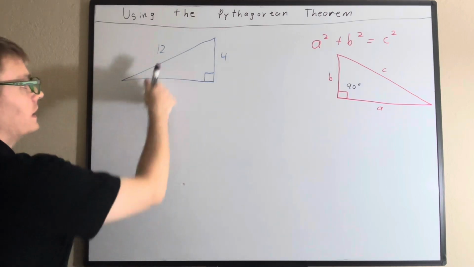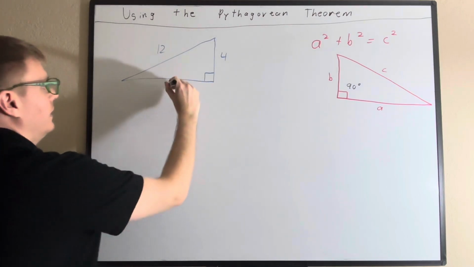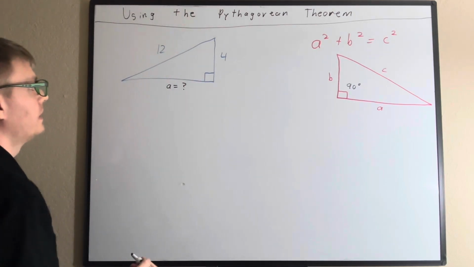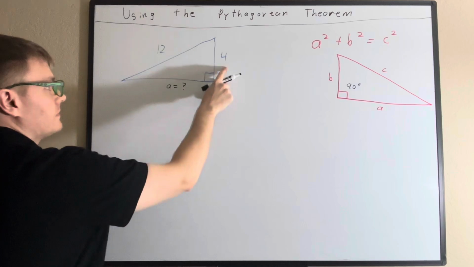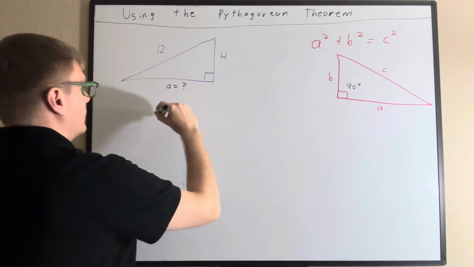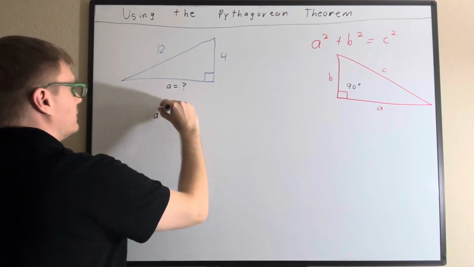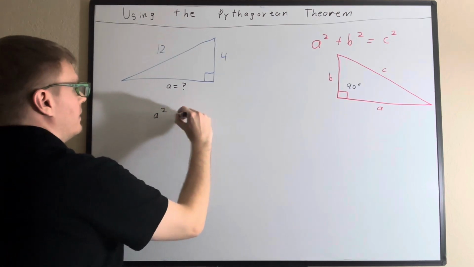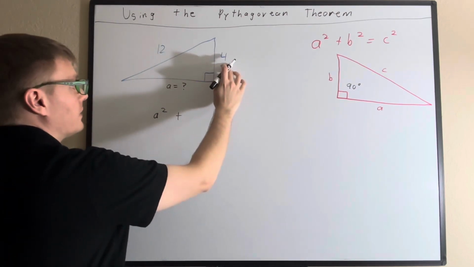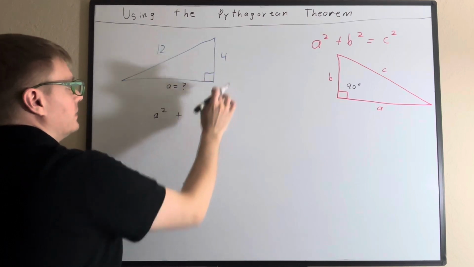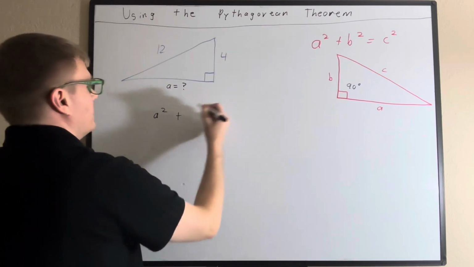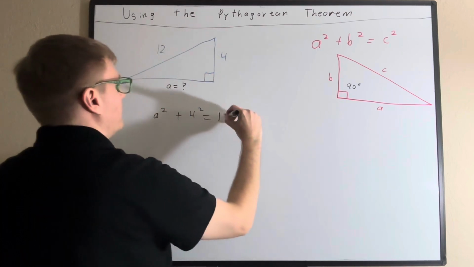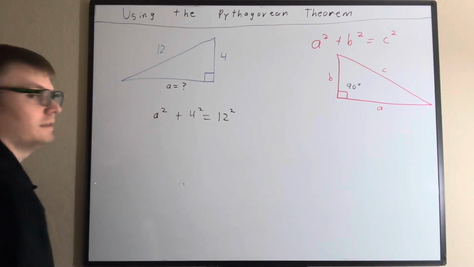Anyway, here we have an example, and they want us to find this side. Okay, well, let's just call that one A, as I just wrote A equals question mark. And this should be our B, right? Because it's not opposite the right angle. It's not the hypotenuse. So that's 4 squared equals C squared, which is 12 squared.